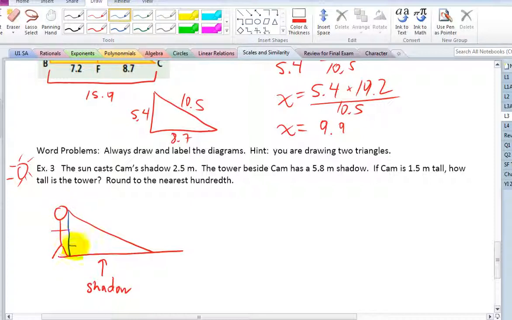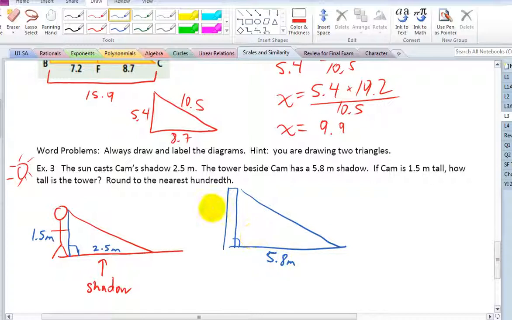Here's your triangle, folks. There's 90 degrees. So, Cam's shadow is 2.5 meters. Cam is 1.5 meters tall. There's a tree, the tower. There's your tower. It has a shadow as well, and the shadow for the tower is 5.8 meters. You want to know how tall is the tower, so that's x. Now today they keep it really easy. They give you a diagram for almost everything.